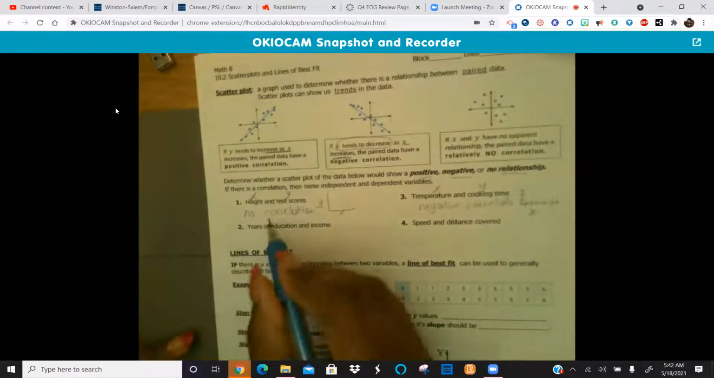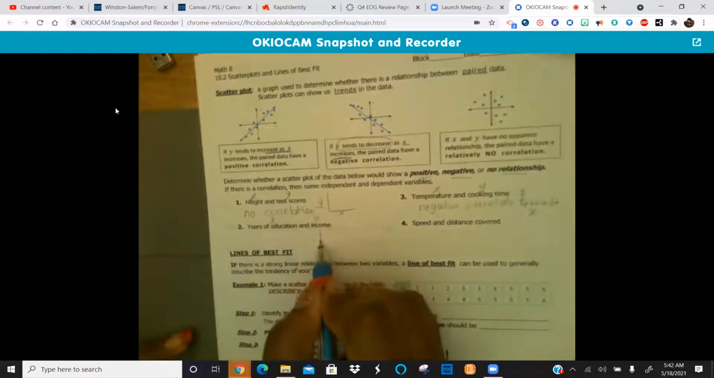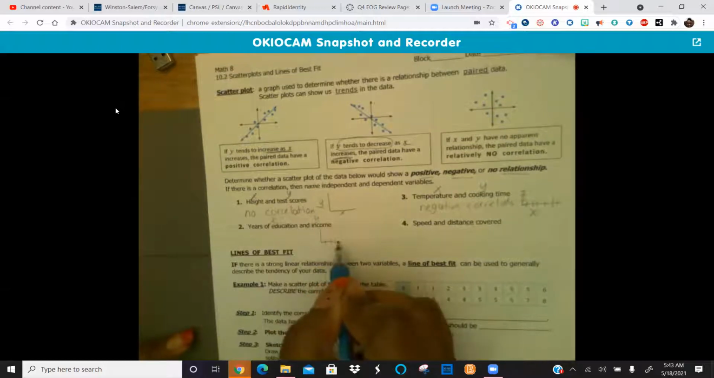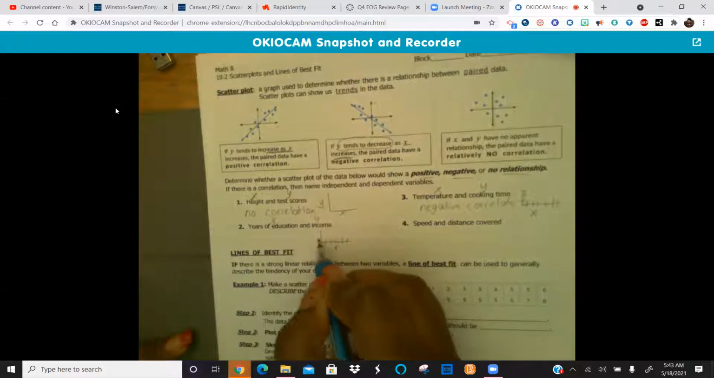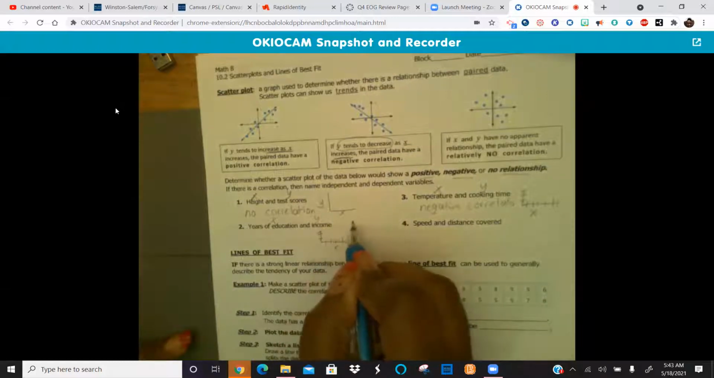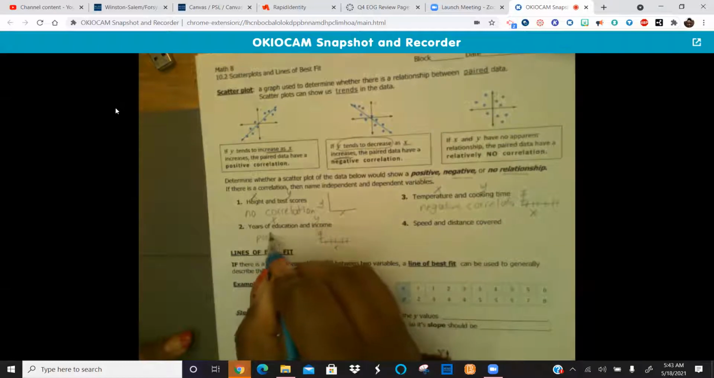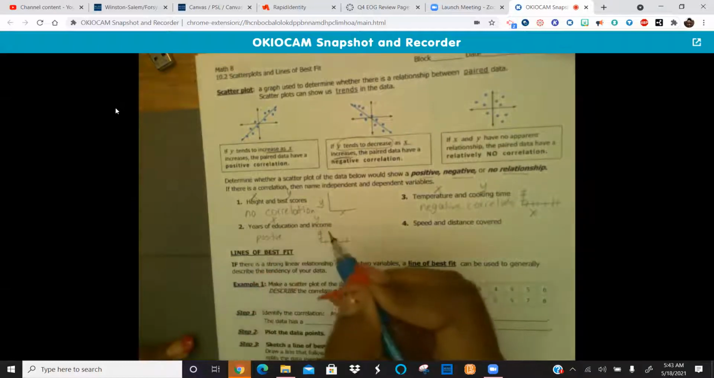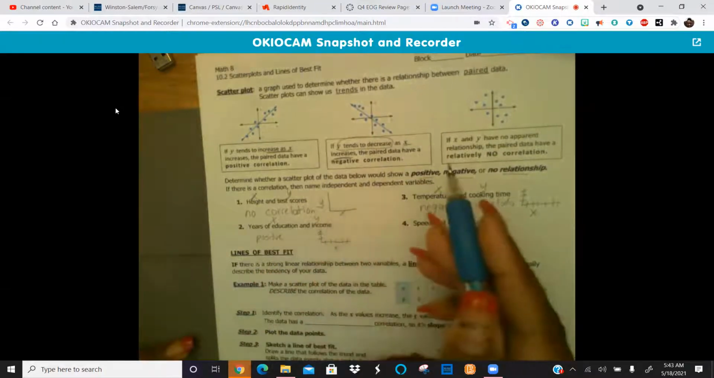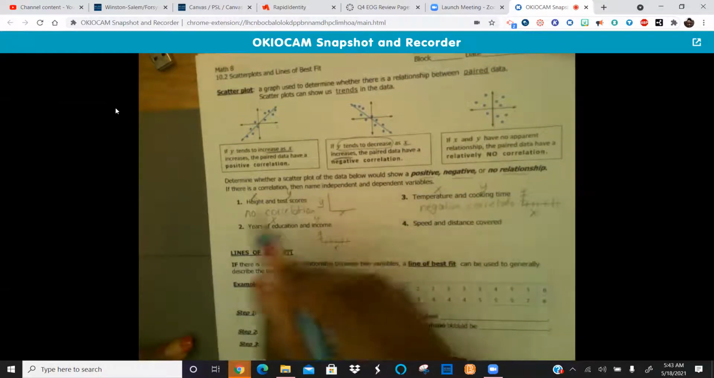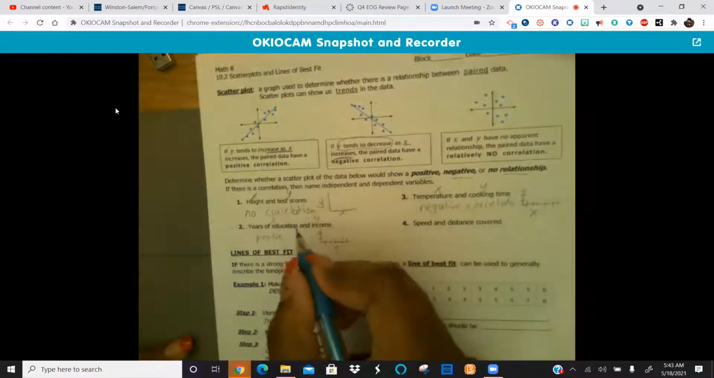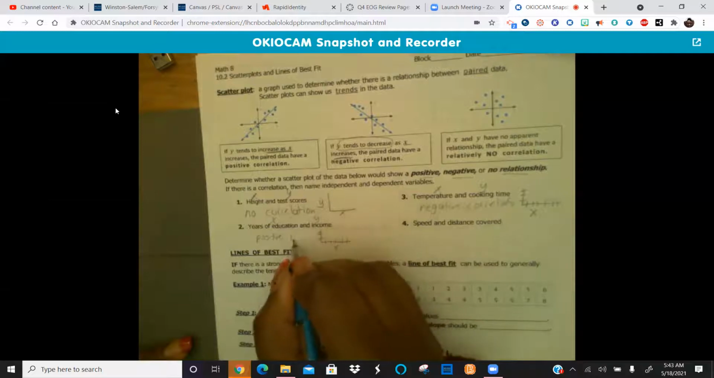Years of education and income. This is X, this is Y. As your years of education increase, on average, not all the time, your income is also going to increase. So as X increases, Y increases. This is a positive correlation. And there's always exceptions to the rule. That's why it's called a scatter plot, because your points are not going to form a perfect straight line.